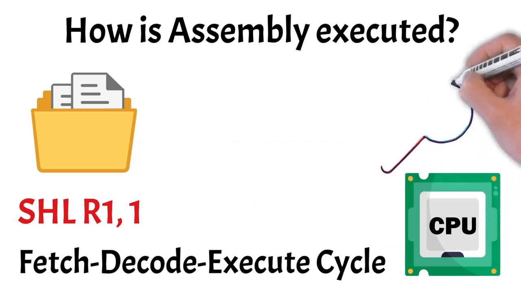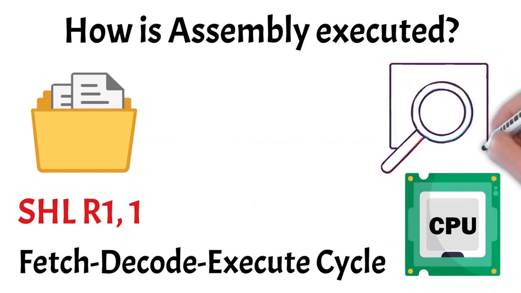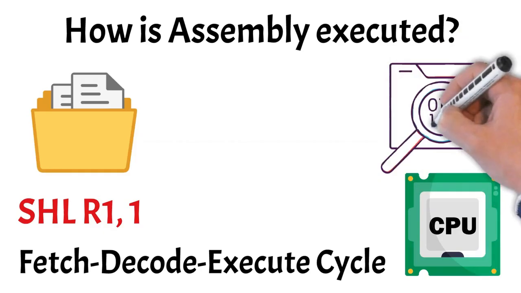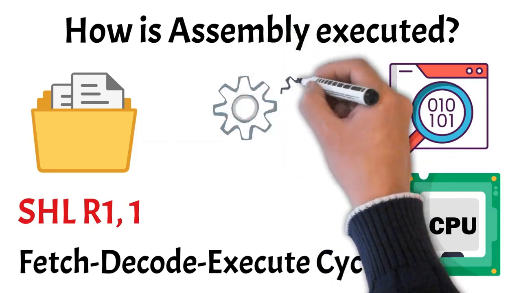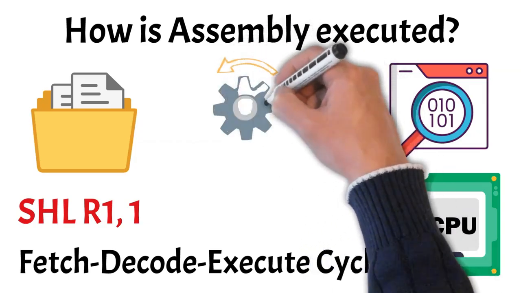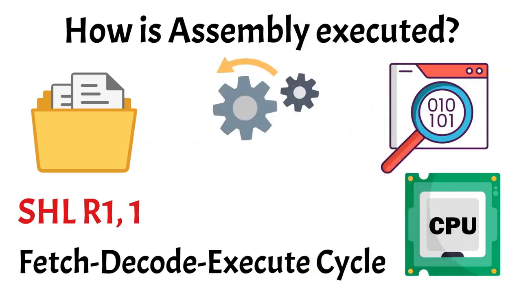In the decode phase, the CPU interprets the fetched instruction, determining what action is required and identifying the involved operands, such as recognizing that it needs to shift the bits in R1 to the left by 1 position. Finally, in the execute phase, the CPU carries out the operation as specified by the instruction. In our example, it shifts the bits of R1 left, effectively multiplying the value by 2.